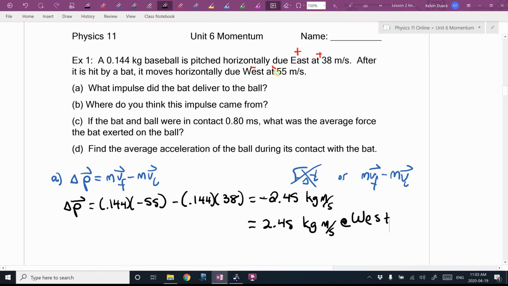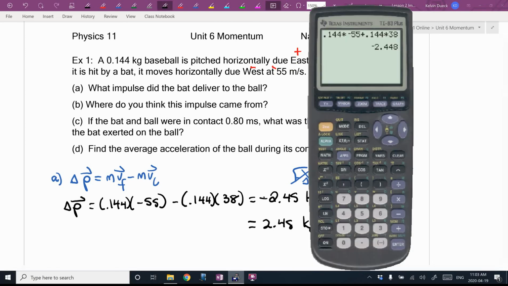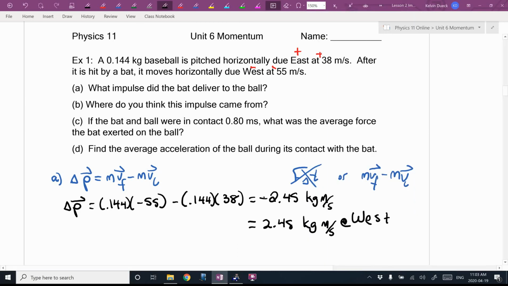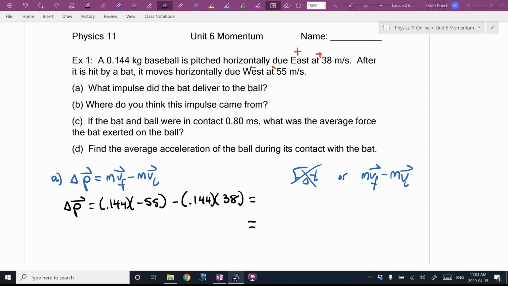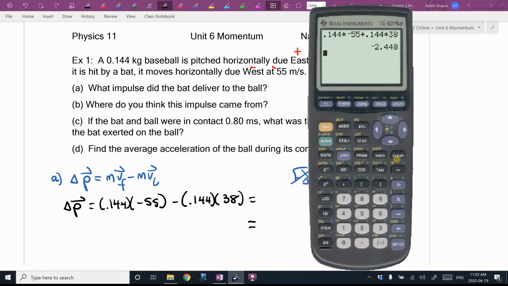I could have let west be positive and east be negative. If I did that, I would have gone 0.144 times positive 55. Wow, did I make a big mistake here? Sorry, folks. I hit a plus sign on my calculator. This number is totally wrong. You know what? I'll leave that on because I want to show you that I make dumb mistakes too. So let's try this again, Mr.